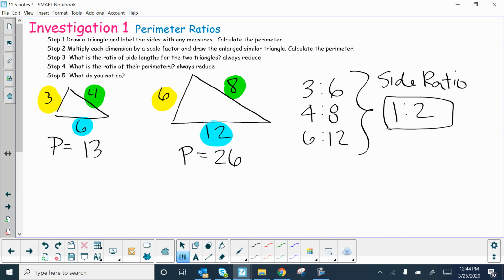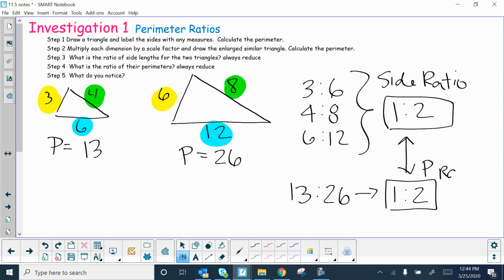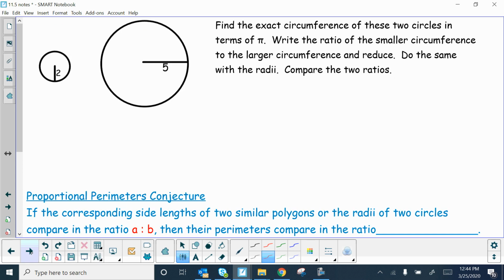What's the ratio of the perimeters? So let's take a look at the perimeters. So the perimeter ratio is 13 to 26, which, what does that reduce to? 1 to 2. So what do we know about the side ratio and the perimeter ratio? They are the same. Okay, so these are always going to be the same. So the side ratio and the perimeter ratio is always the same. So if the sides go from 2 to 3, well, the perimeter is also going to go from 2 to 3.